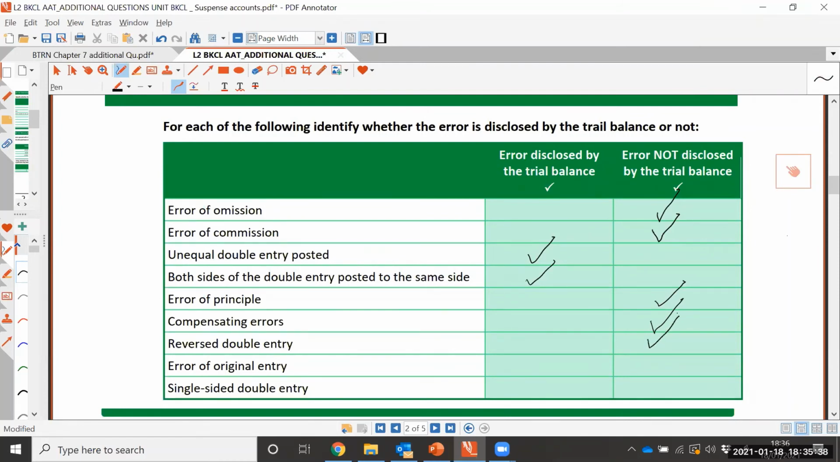Yeah, excellent. What about an error of original entry? It depends on what it is. If, for example, a wrong amount was put in, but as long as the wrong amount was entered on both sides of the account, then it wouldn't affect the double entry, or it wouldn't affect the trial balance, should I say. What about a single-sided double entry? So only the debit side was put in. Yeah, good.